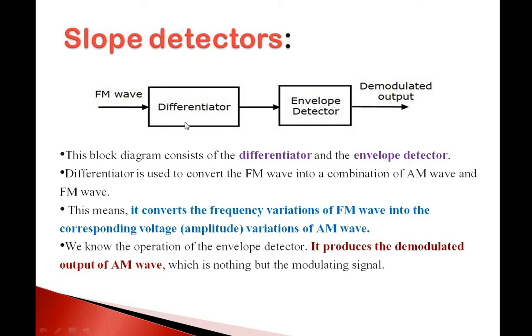Once again I'll repeat. The input of your differentiator is the frequency modulated wave. What is the main operation of that block? It converts the FM wave into the combination of FM as well as AM, so it converts the frequency variations into amplitude variations. That amplitude varied output is given to the envelope detector, and the envelope detector detects the demodulated output of your AM wave, which is nothing but your message signal.